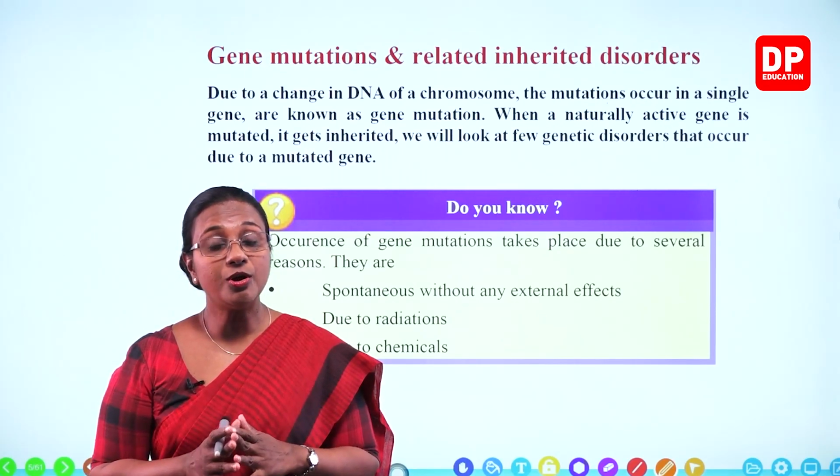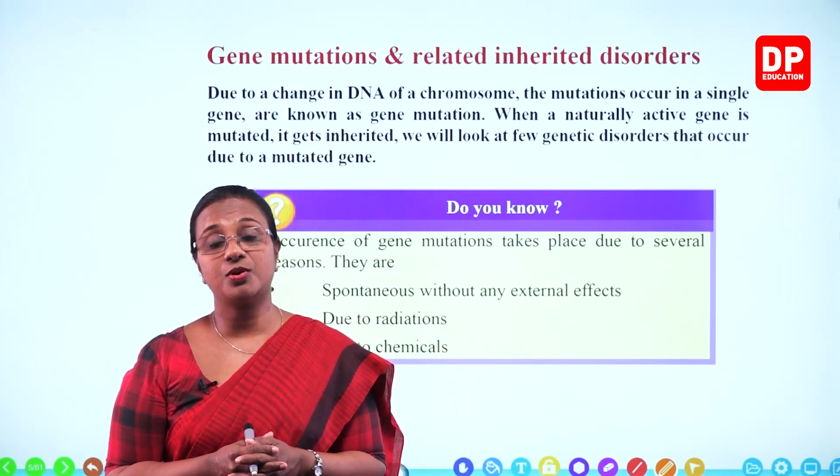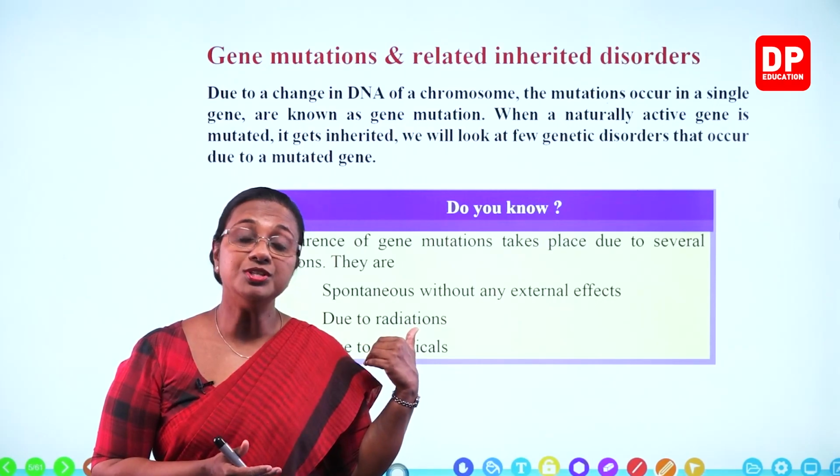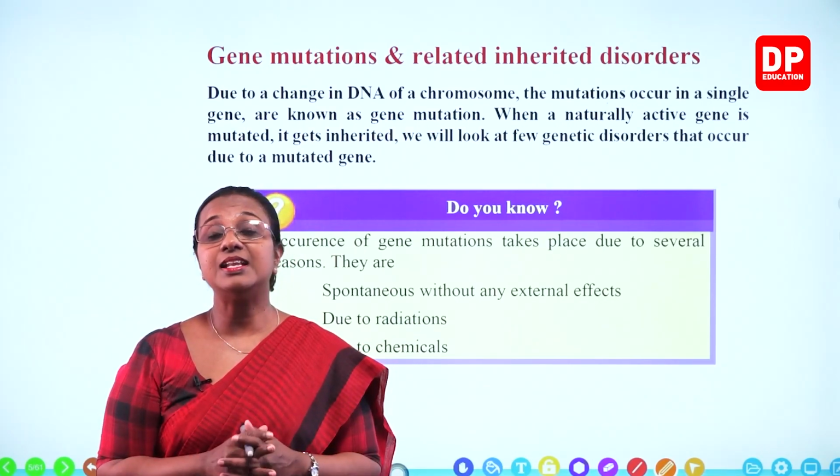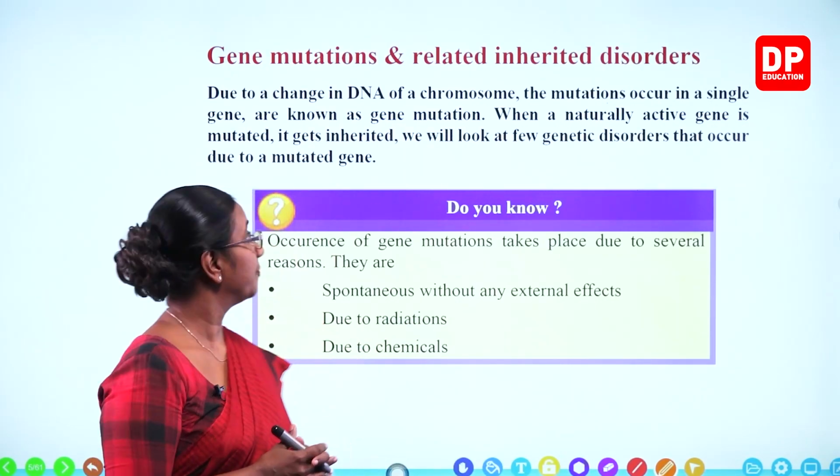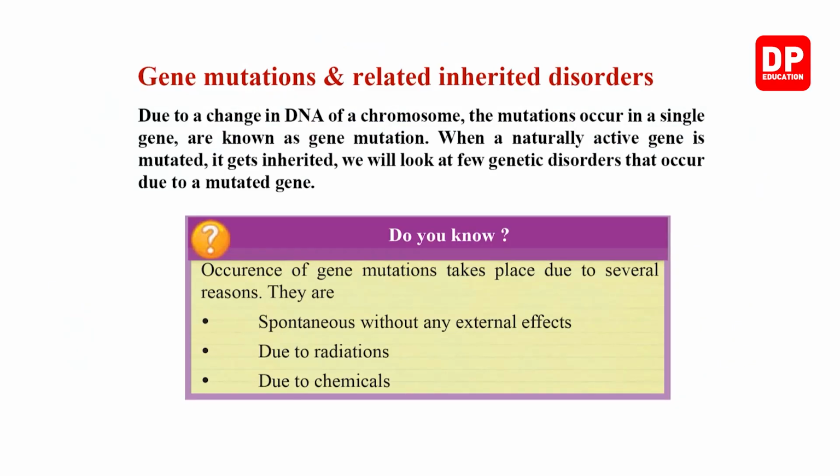Then I told you there is another type of disorder which occurs due to gene mutations, and that is what we are going to discuss now: gene mutations and related inherited disorders. So, when we say mutation, what is that?